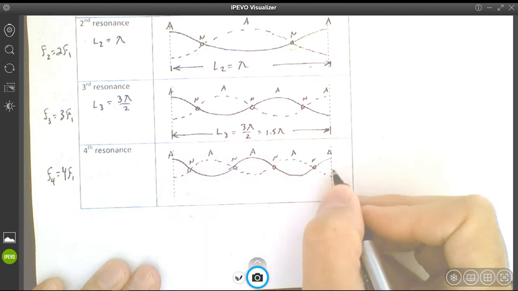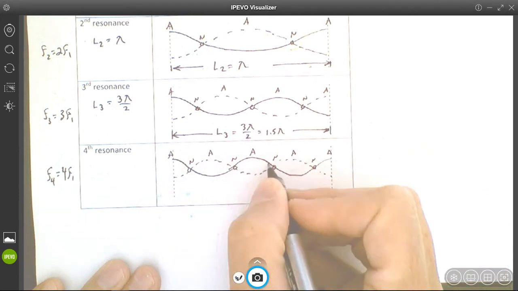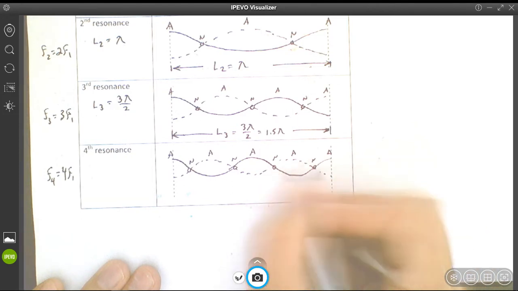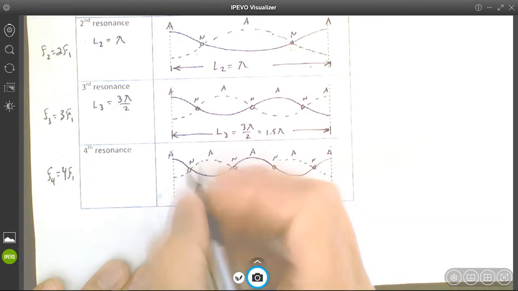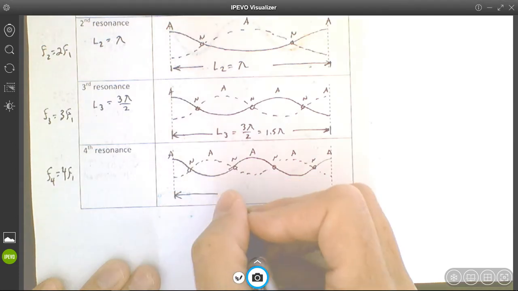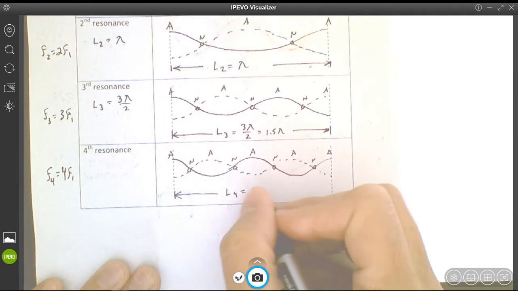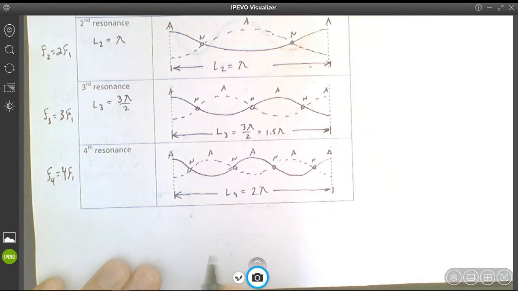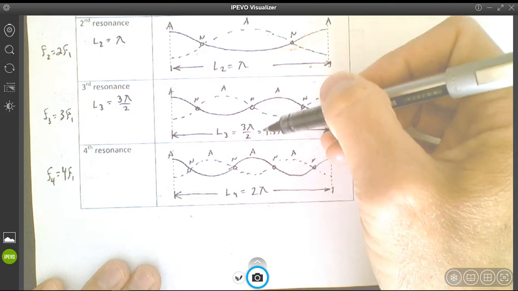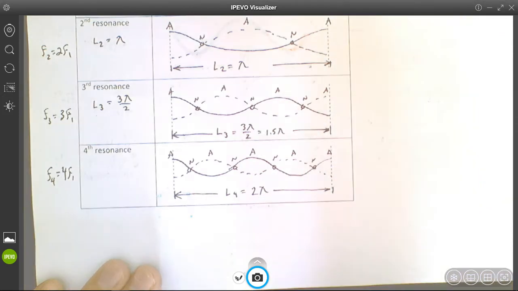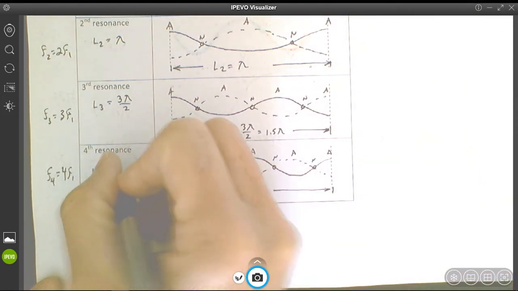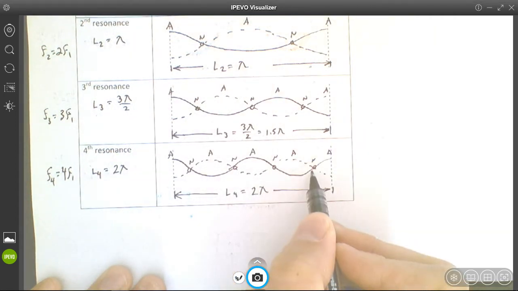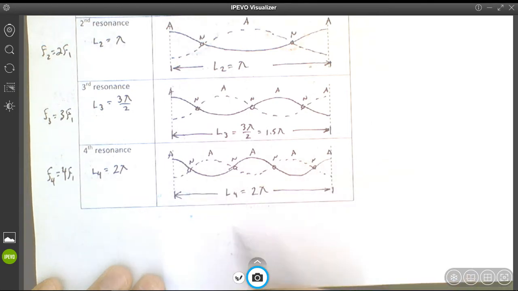And here we have a quarter, which is 1. There's 1.5. Sorry, a quarter is a half. There's another half. So that's 1, 1.5, 2. So L4 equals 2 wavelengths. And notice, just like before, it always goes up by half a wavelength. Half, 1, 1.5, 2, 2.5, 3. You can get the point. L4 is 2 wavelengths. Or you can just look, there's 1.5, and then a quarter makes 2.